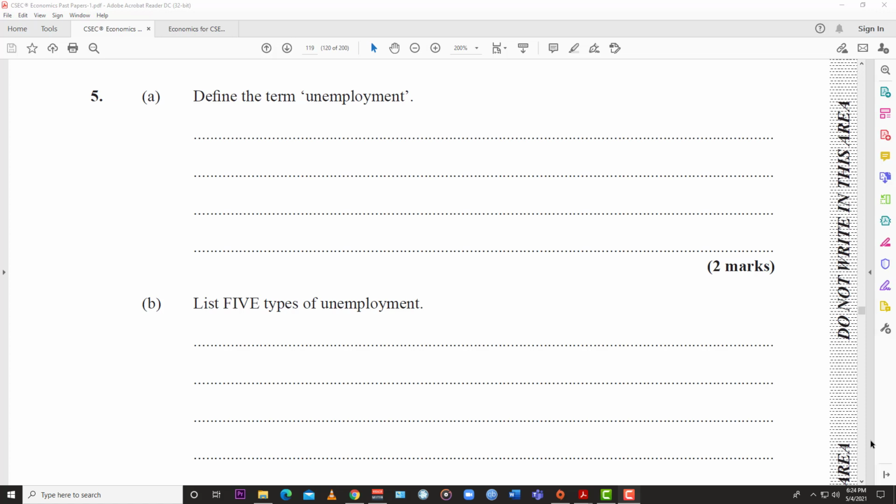But today we're looking at question number 5. So let's just jump right into it. Number 5A, define the term unemployment. So let's just jump to our textbook so we can define the term unemployment.